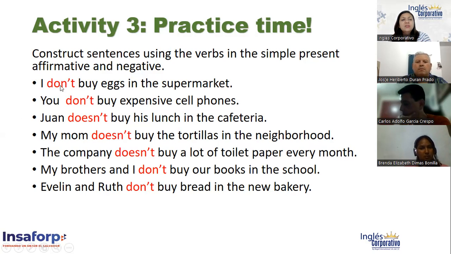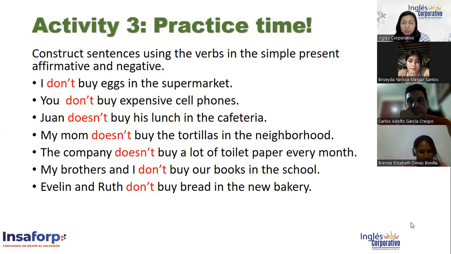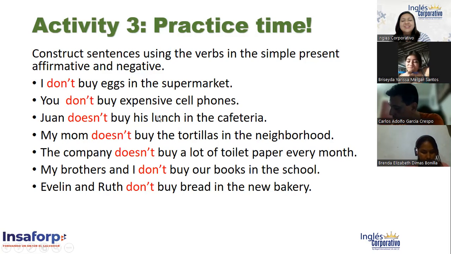Si se fijan, uso el don't y el doesn't en la tercera persona. Juan es como he, sustituye a he. My mom sustituye a she. The company sustituye a it, porque es una cosa, no es una persona. ¿Ok? Entonces vamos a hacer las oraciones en el cuaderno. Write the sentences in your notebook. Va a elegir un verbo y va a conjugarlo con todos estos sujetos. ¿Verdad? With different ideas.